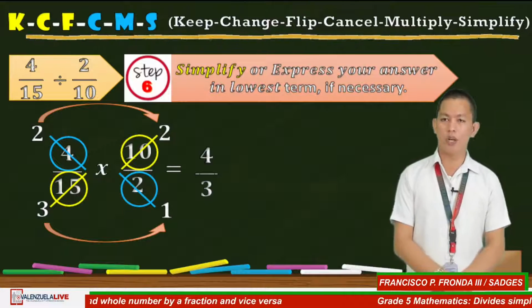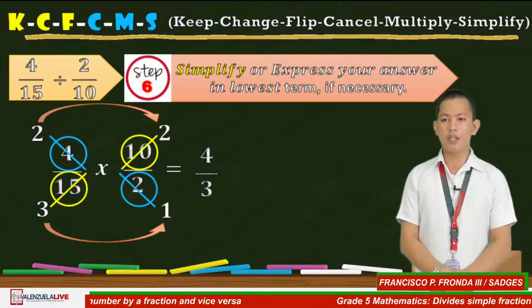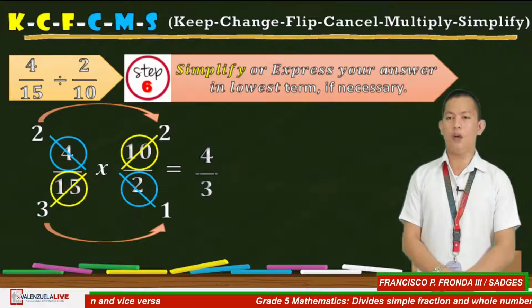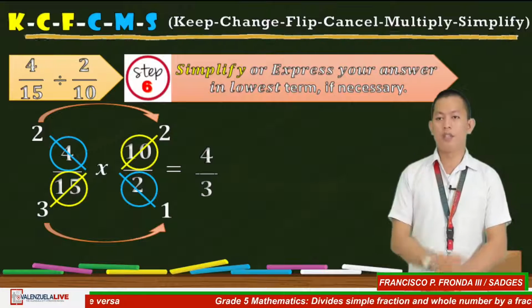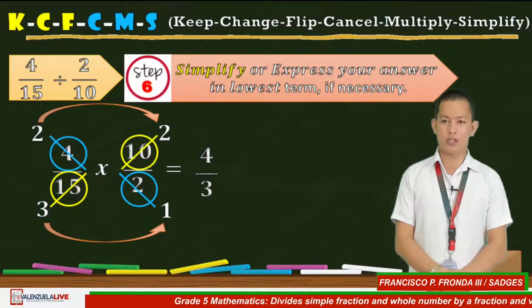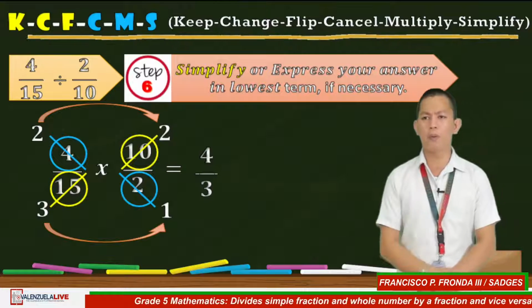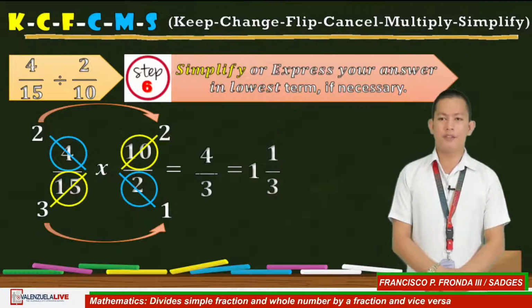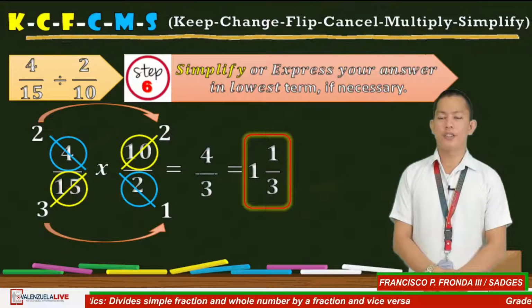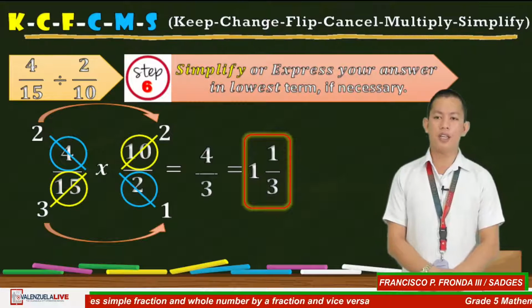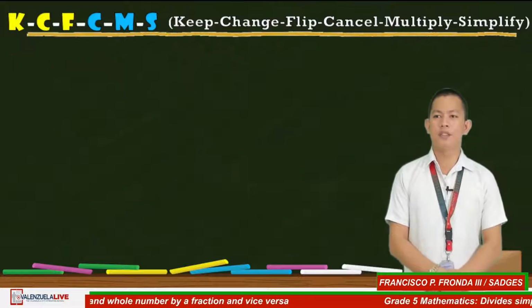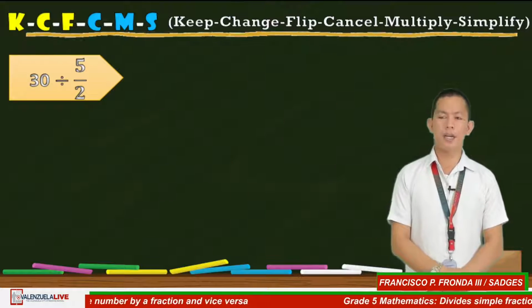As we observe, 4/3 is expressed as an improper fraction. So we can rewrite this in mixed number form or mixed fraction. The mixed fraction of 4/3 is 1 1/3. So therefore, our final answer is 1 1/3. Okay, now let's have another example.